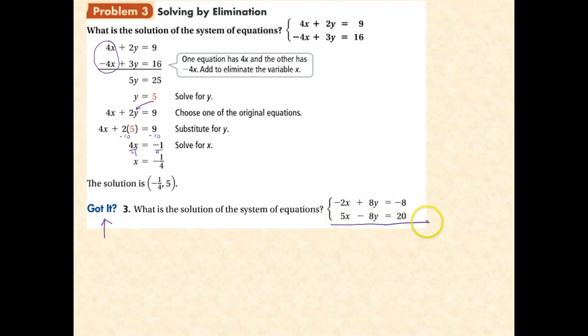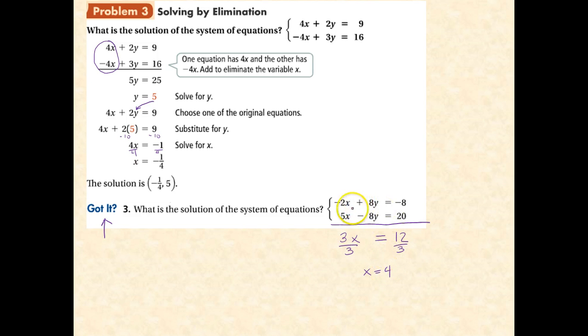All right, let's see what happens when we add these equations straight down. Negative 2x plus 5x is 3x. Positive 8y plus negative 8y is 0. And negative 8 plus 20 is 12. Divide both sides by 3, and we get x equals 4.